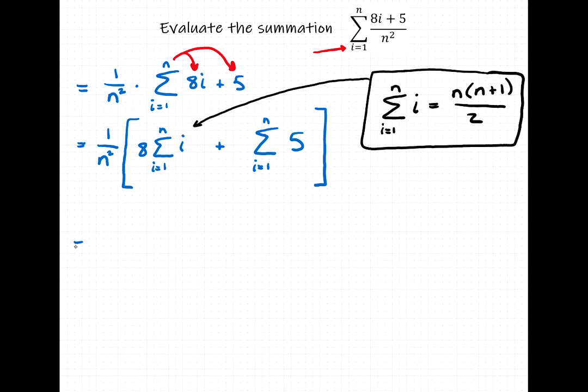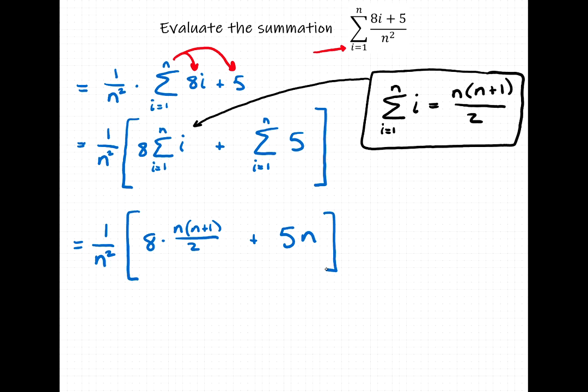All right, so let's see. We have a 1 over n squared out front, parentheses. Then we have an 8 times n times (n plus 1) divided by 2. That's coming from our formula. Plus, well, the second summation, the summation i goes from 1 to n of 5, well, there's no variable there in the argument of the summation, so it's just 5 plus 5 plus 5 plus 5. Each term is a 5, and there's n of them, so that would be 5n.